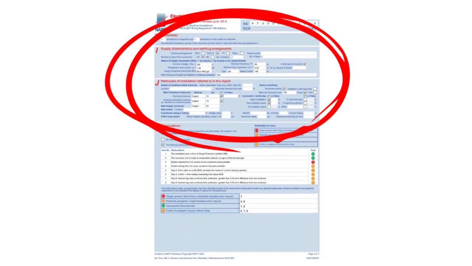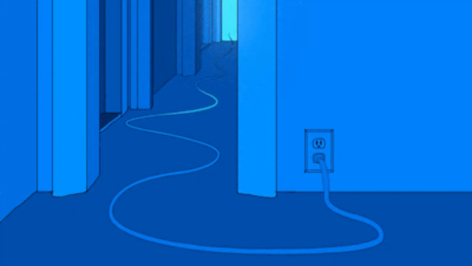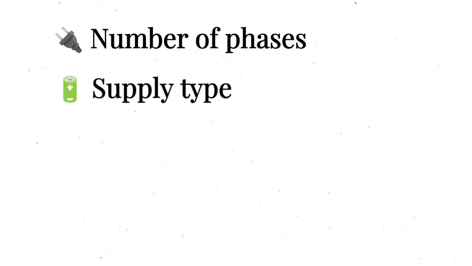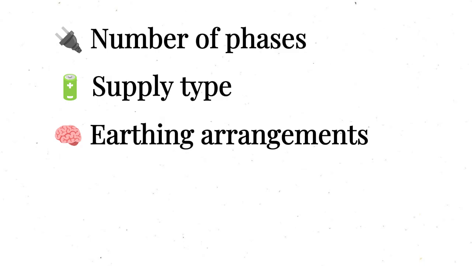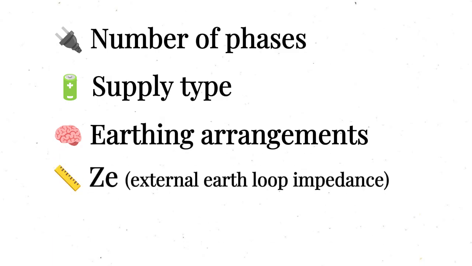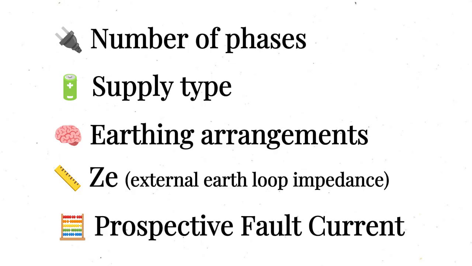Section B, Supply Characteristics. This section's about understanding what kind of power is coming into the property. You'll need to record number of phases, supply type: TN-C-S, TT, TN-S. Earthing arrangements, Ze, external earth loop impedance, prospective fault current.